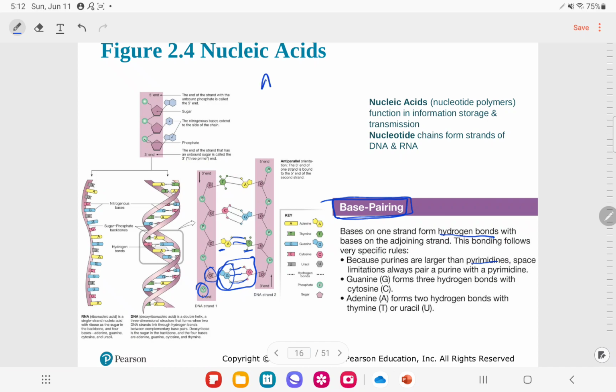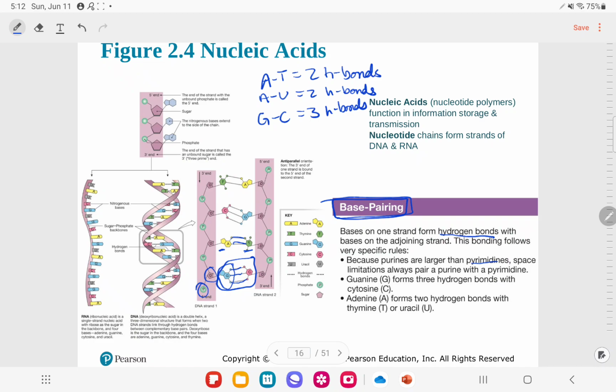So let's write this down. A to T, 2 hydrogen bonds. A to U is 2 hydrogen bonds. And G to C, we're going to have 3 hydrogen bonds. Okay?